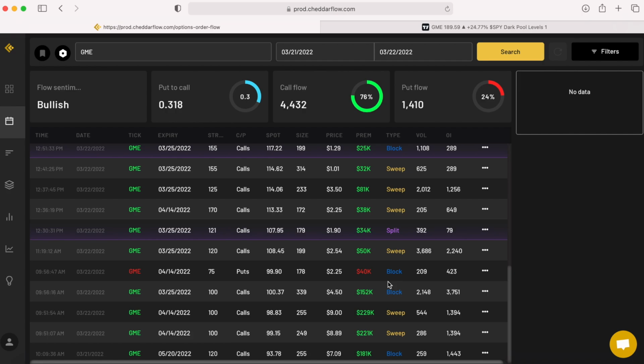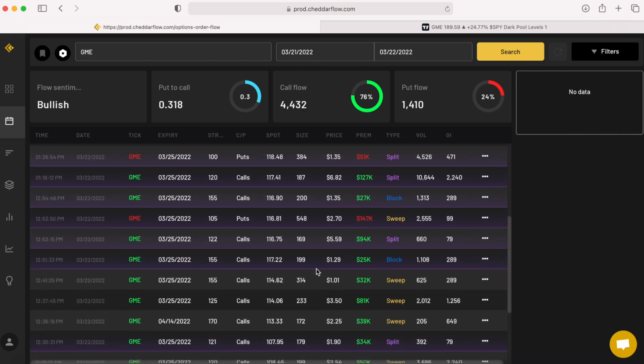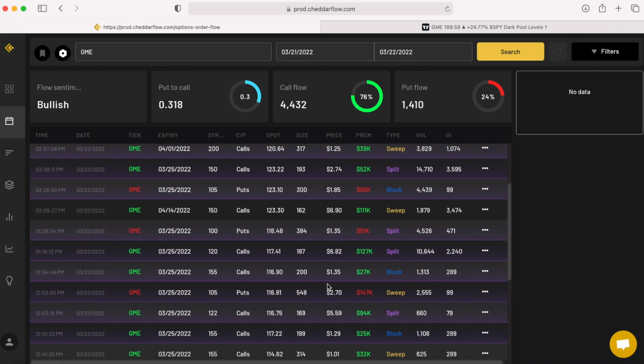Nothing super insane. I do like these prints that we had down here, actually, the April 14th ones and the May 20th ones. These were far out of the money, 100 strikes over here, and had a lot of premium to back it. So these four right here, very interesting. These people definitely were bullish on it and got paid very nicely if they were holding throughout the rest of the week. But looking throughout the rest of these, nothing too insane.